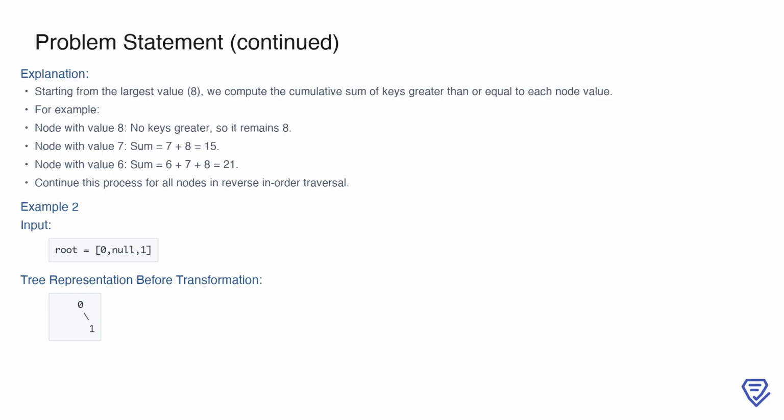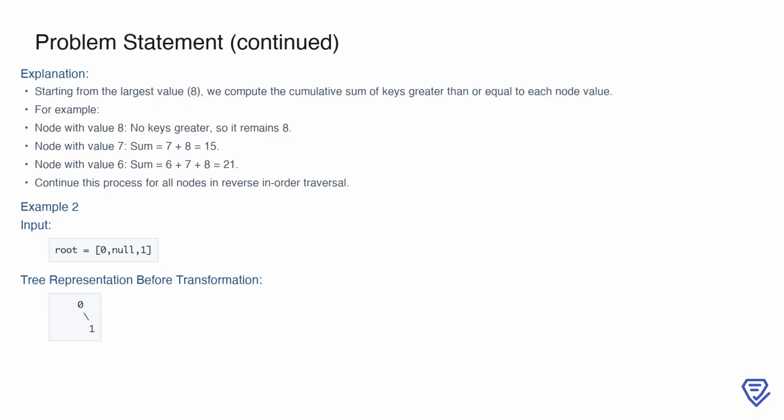of the nodes. This cumulative sum is typically calculated using a reverse in-order traversal, where we process the right subtree first, then the current node, and finally the left subtree. This ensures that we always process the larger values before the smaller ones, which aligns with the problem requirements.